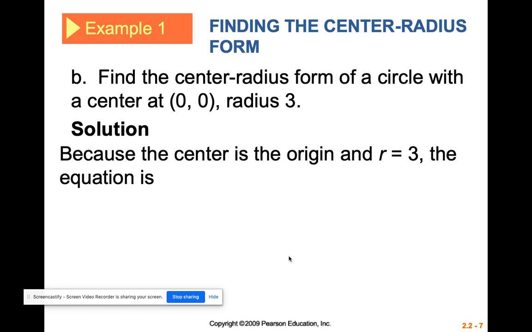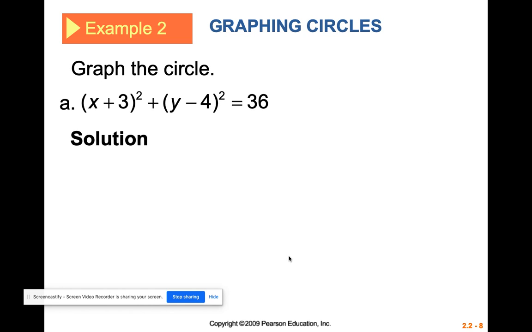Now we can work the other way around. We're going to find the center radius form of a circle with the center at (0, 0) and a radius of 3. So I could start off with (x - 0) squared, but since h is 0, no need to write that. It's just x squared plus y squared equals the radius squared. So I have x squared plus y squared equals 9.